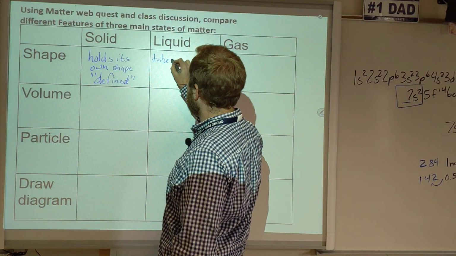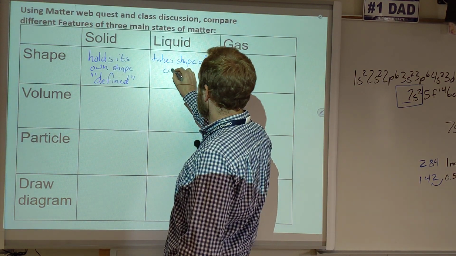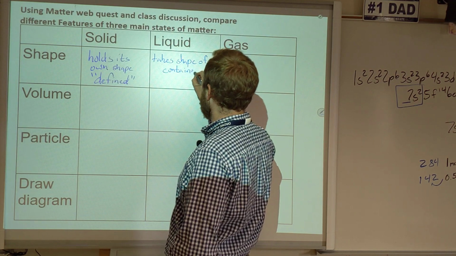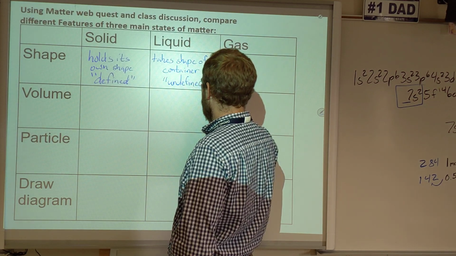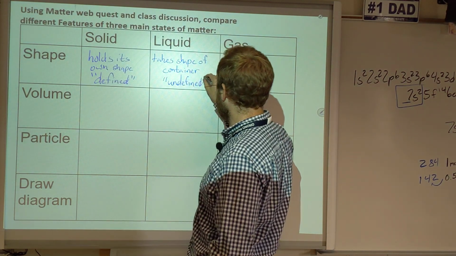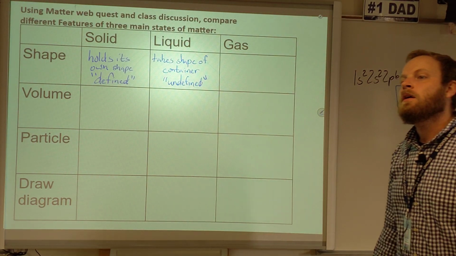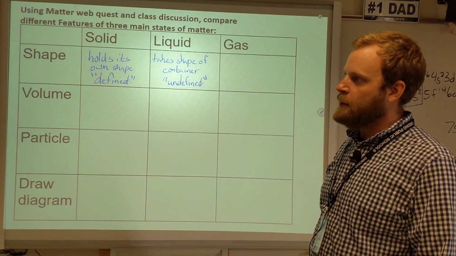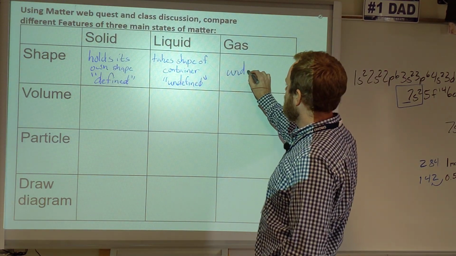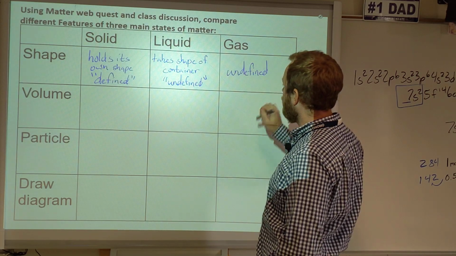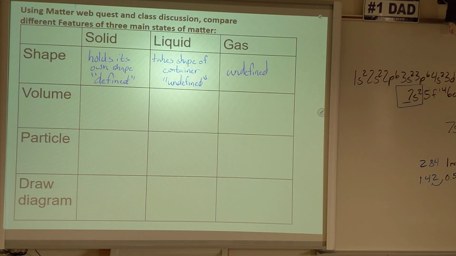Liquid takes the shape of its container. So if you have liquid water, it's going to take the shape of whatever you put it in. Another way of saying that is it has an undefined shape. So if it has an undefined shape, it just depends on the container. If you put it in a triangle container, it's going to be the shape of a triangle. If you put it in one of those fun cups that have weird shapes, it's going to be a fun, weird shape. And then gases are also undefined. They take the shape of whatever bottle they're in. And if you open the bottle, the gas is going to rush out of that bottle and take the shape of the room.